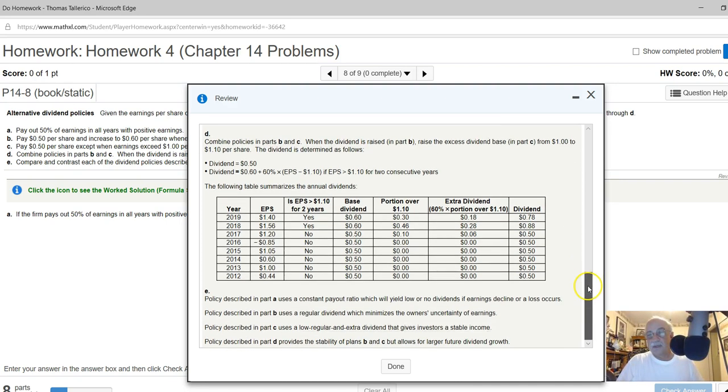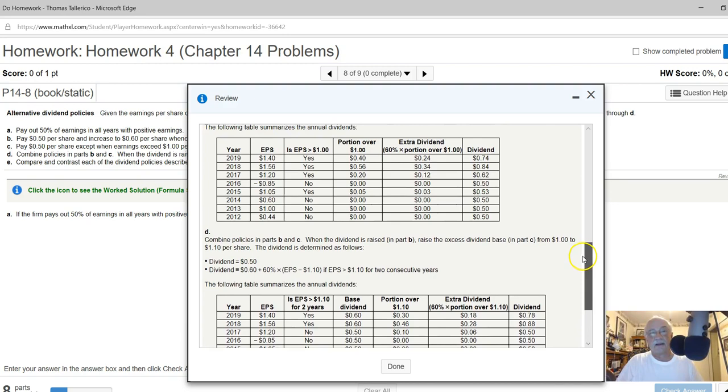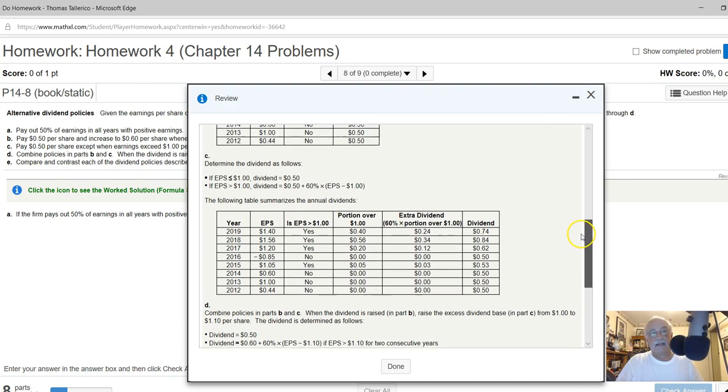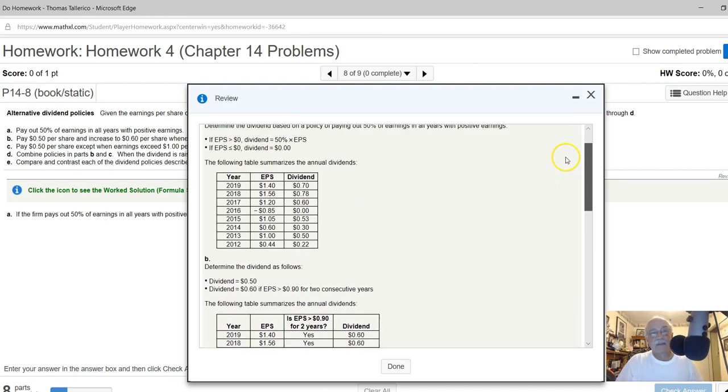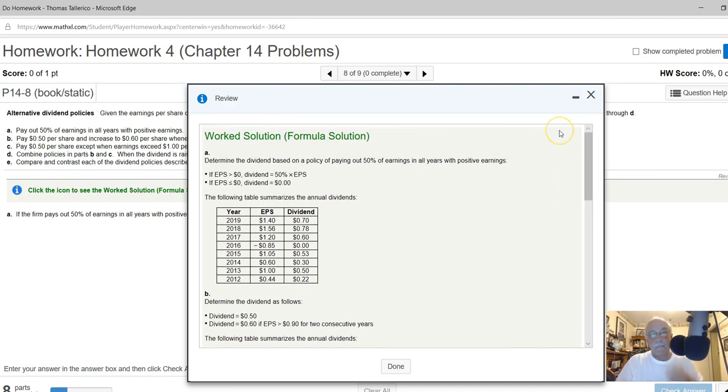So again, you can watch this video several times. And here's part C, here's part B, and you could stop it. And here's part A. Okay, so I think that pretty much solves it.